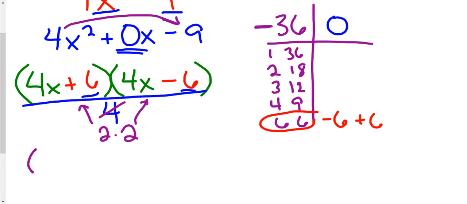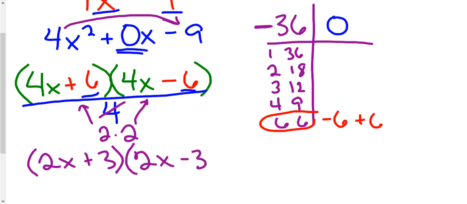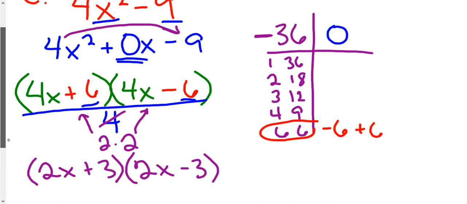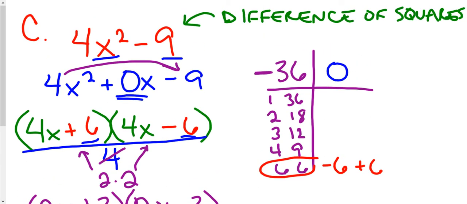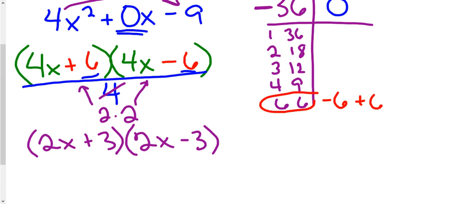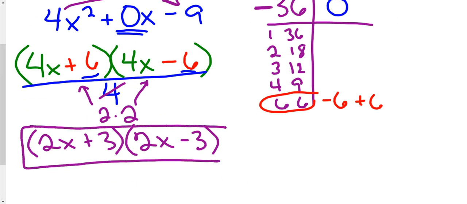So 4x plus 6, if I divide that by 2, I get 2x plus 3. And if I divide the second factor by 2, I get 2x minus 3, which, if you know the difference of squares shortcut, is the exact same thing you get factoring this using that rule. So 2x plus 3 times 2x minus 3 would be our final answer using fake factoring.